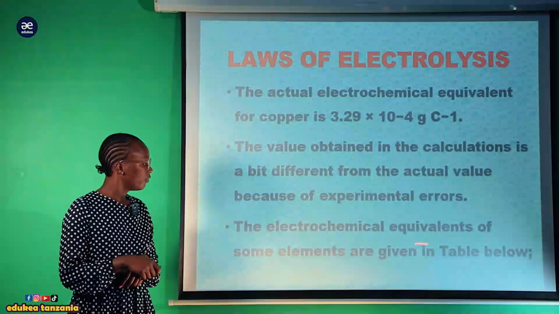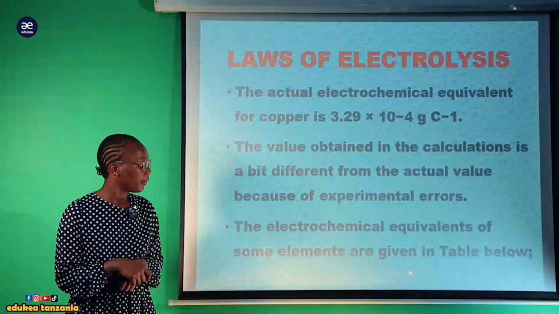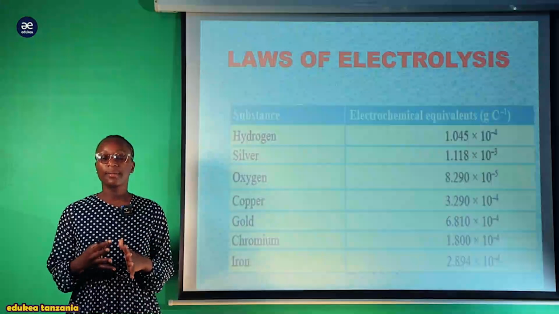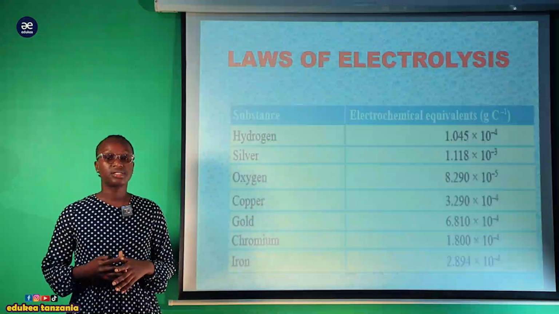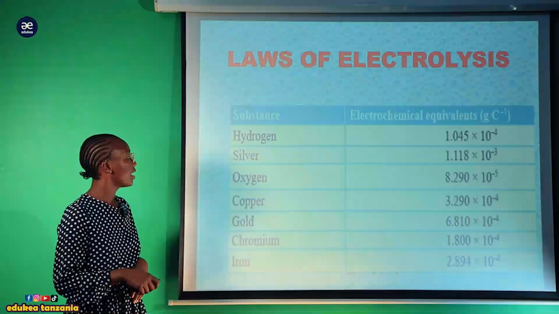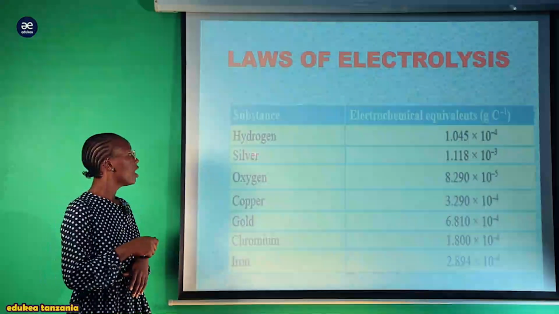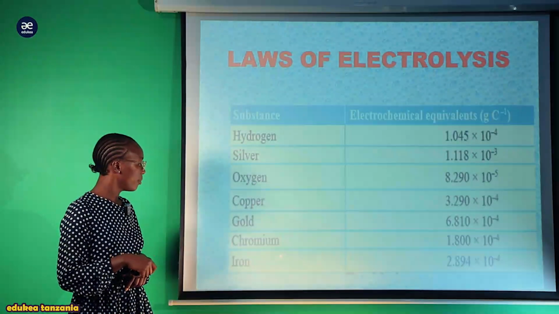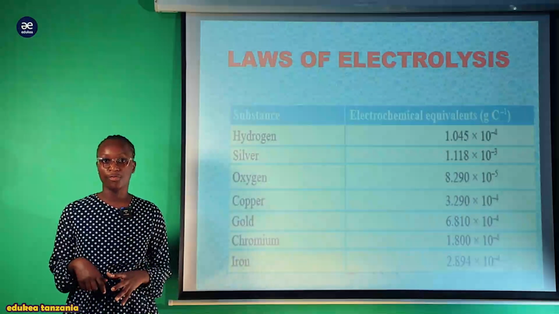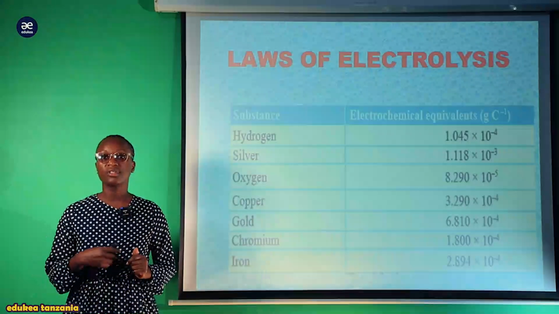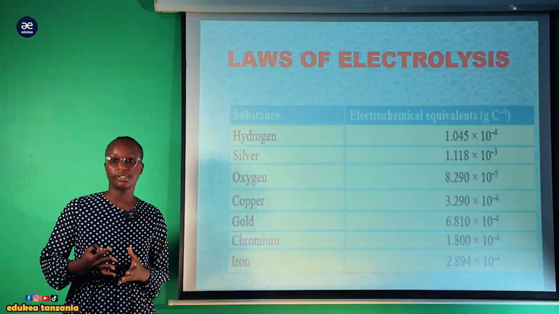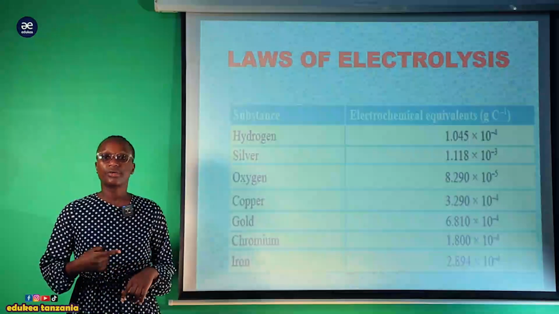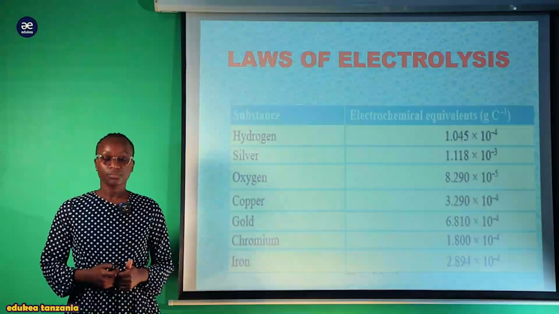The electrochemical equivalent of some elements are given in the table below. Kwamba some of electrochemical equivalent of some elements or compounds zenyewe ni hizi hapa. So you can see we have substance of hydrogen, silver, oxygen, copper, gold, chromium and iron. So these are some of the elements or substances ambazo zinaweza zikatumika as electrolytes during electrolysis. So hizi hapa ndo electrochemical equivalent zake.